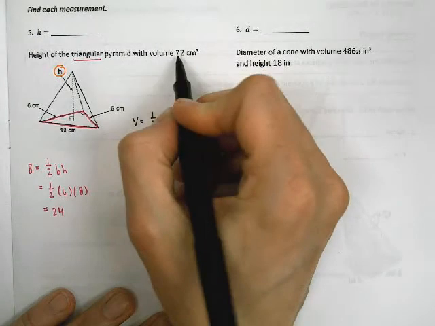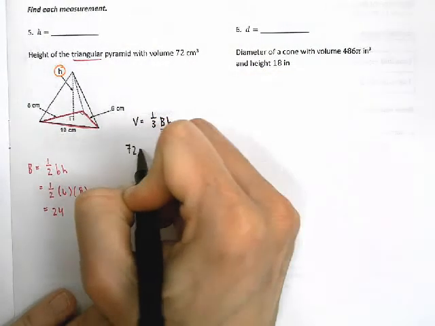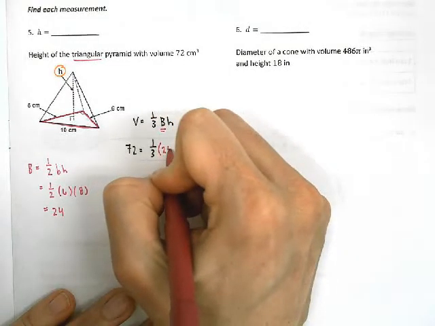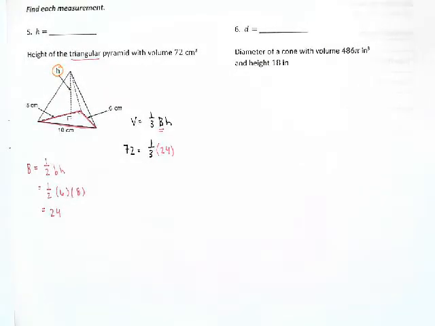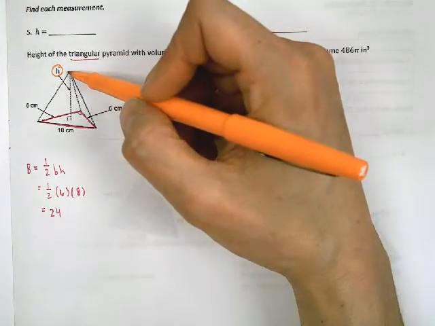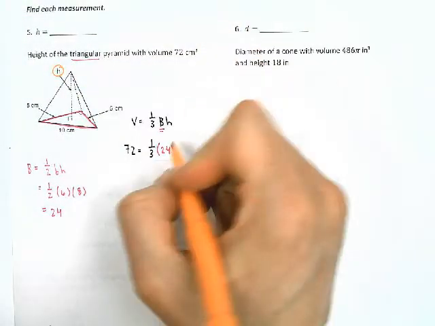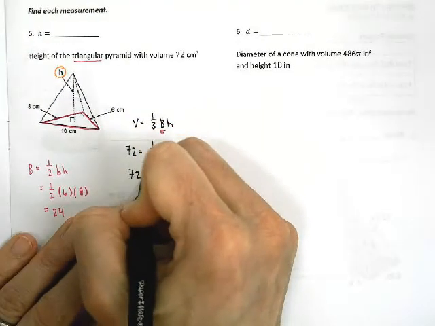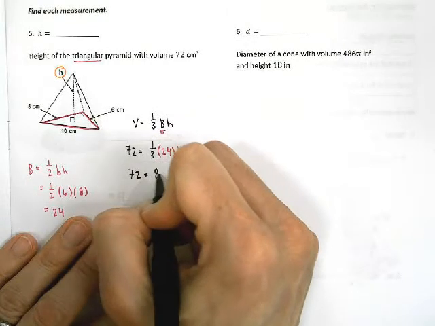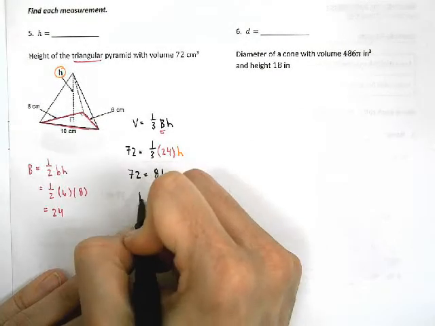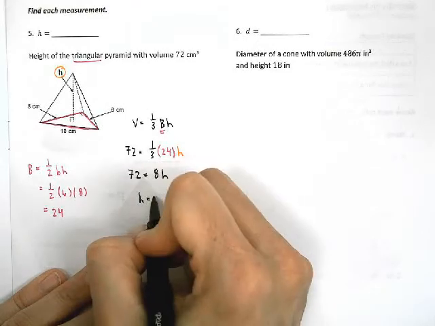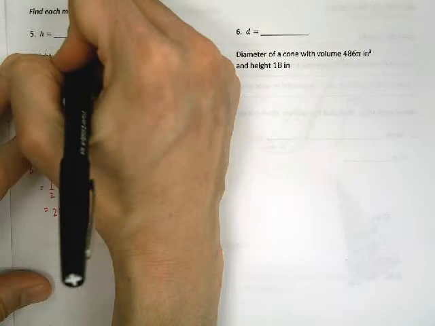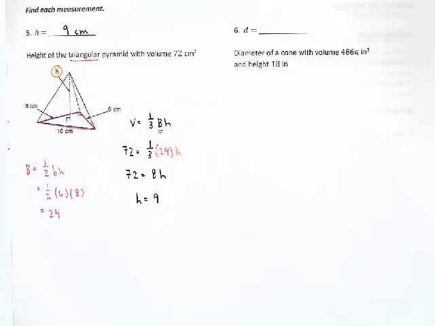So let's see, my volume they're telling us is 72. That's equal to 1/3 times, we now know our base is 24. And again, now we're trying to solve for the height of that pyramid, the distance from the vertex to the base. And that's our unknown. So with some simplification here, 1/3 of 24 I know is 8 times h. And then if I divide on each side by 8, I get 9. So my height is going to be 9 centimeters.